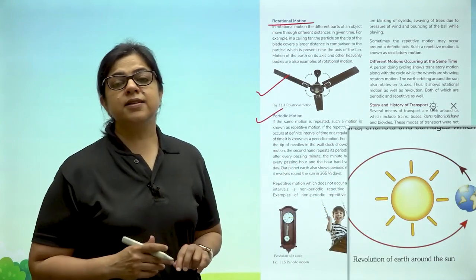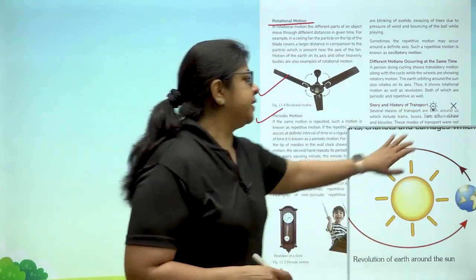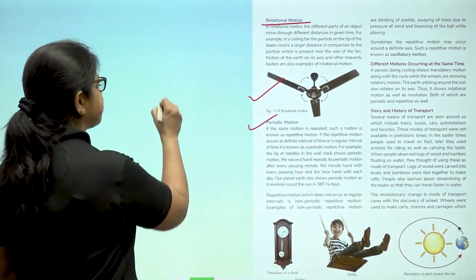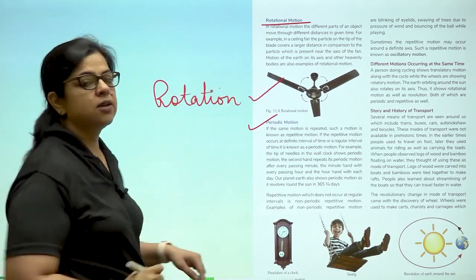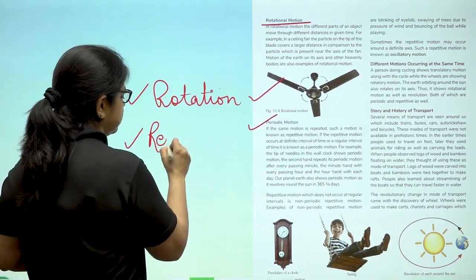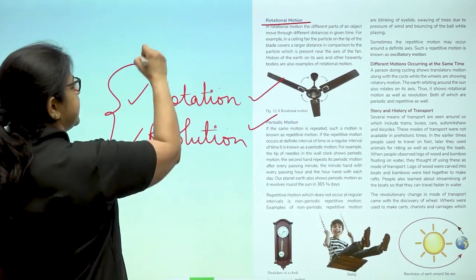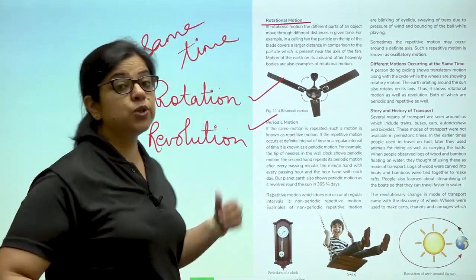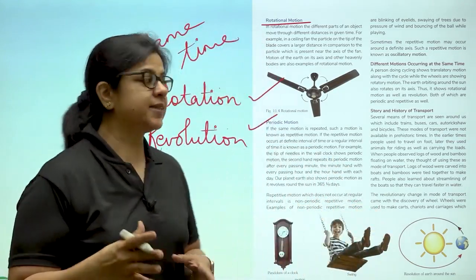Another interesting point about the movement of earth is that the earth performs two motions at the same time. It is rotating on its own axis, that is rotation, and it is moving around the sun, which is called revolution, and these two are taking place at the same time. So this tells us that two different kinds of motion can take place at the same time.